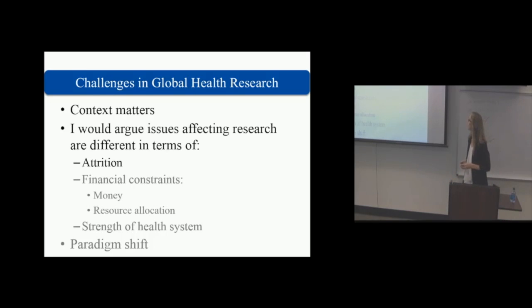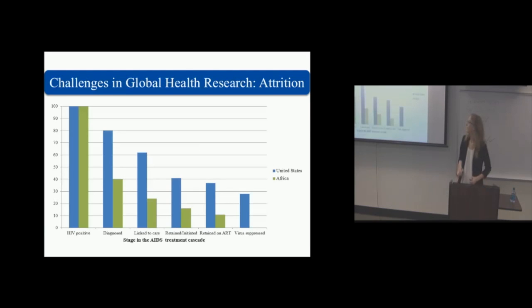I would also argue that there are specific issues affecting research that I think are different in a global health setting versus high-income countries, and the first is attrition. So as an example, this is the stage in the HIV/AIDS treatment cascade. And what it does is it tells the story of when an HIV-positive person is diagnosed all the way to their link to care, they continue to be in care, they get on treatment, they're retained on treatment, and then the overall health outcome is virological suppression. That is our goal of where we are going to.